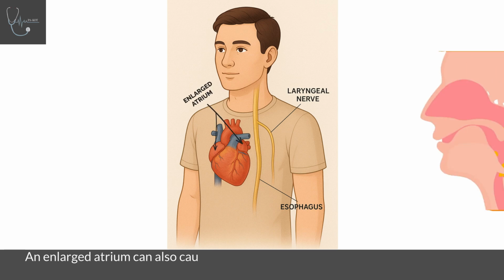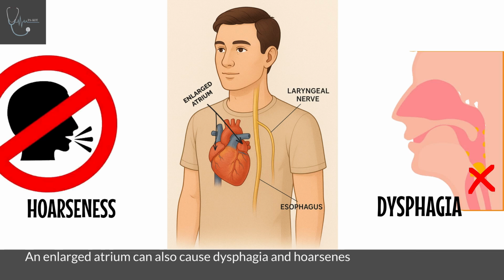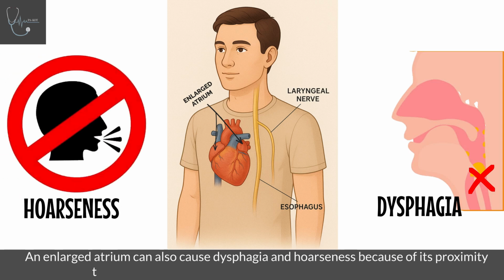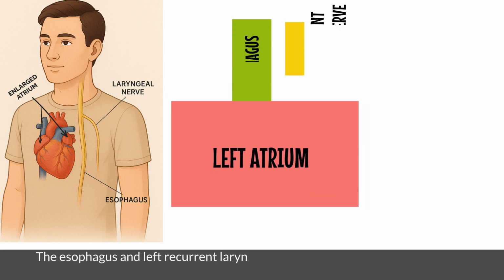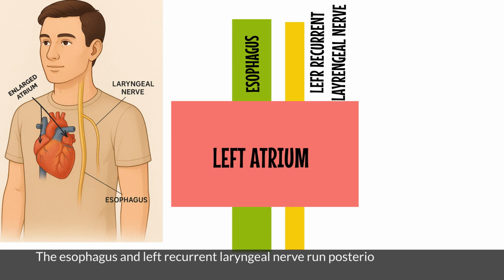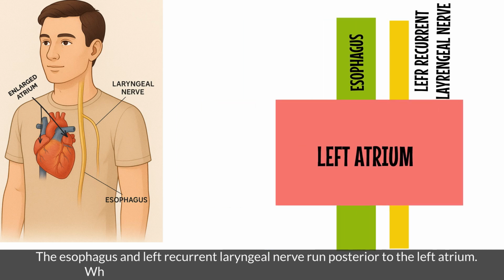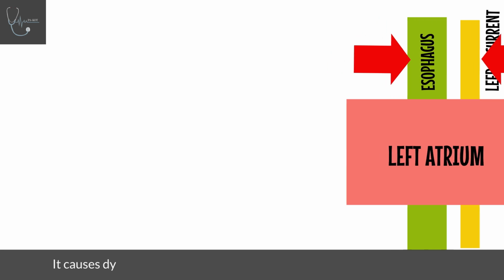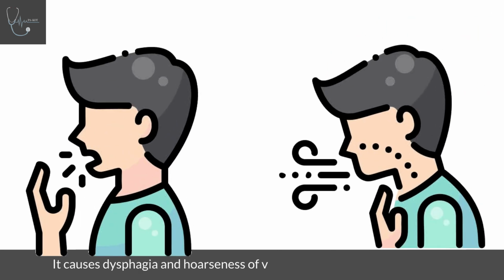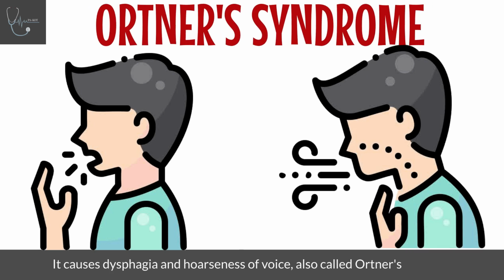An enlarged atrium can also cause dysphagia and hoarseness because of its proximity to both the esophagus and the left recurrent laryngeal nerve. The esophagus and left recurrent laryngeal nerve run posterior to the left atrium. When an enlarged atrium compresses the left recurrent laryngeal nerve and esophagus, it causes dysphagia and hoarseness of voice, also called Ortner's syndrome.